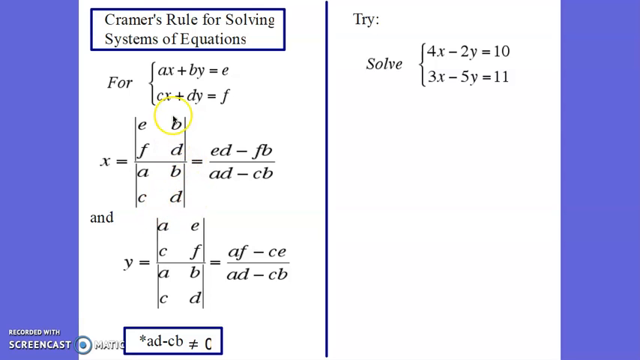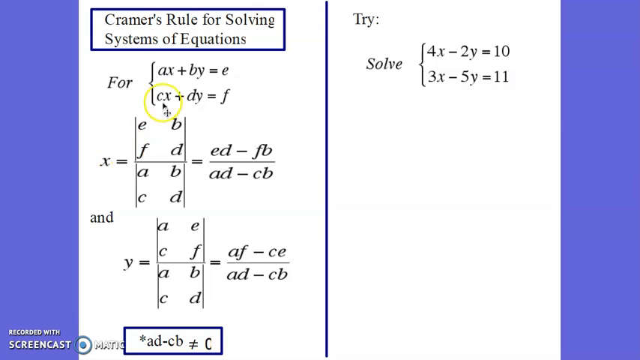The idea of Cramer's rule is this. We're going to take the coefficient matrix from a system of equations. So you'll notice A, B, C, and D. We're going to divide by the determinant of that coefficient matrix. So to find X or to find Y, I'm putting that A, B, C, D determinant matrix on the bottom.